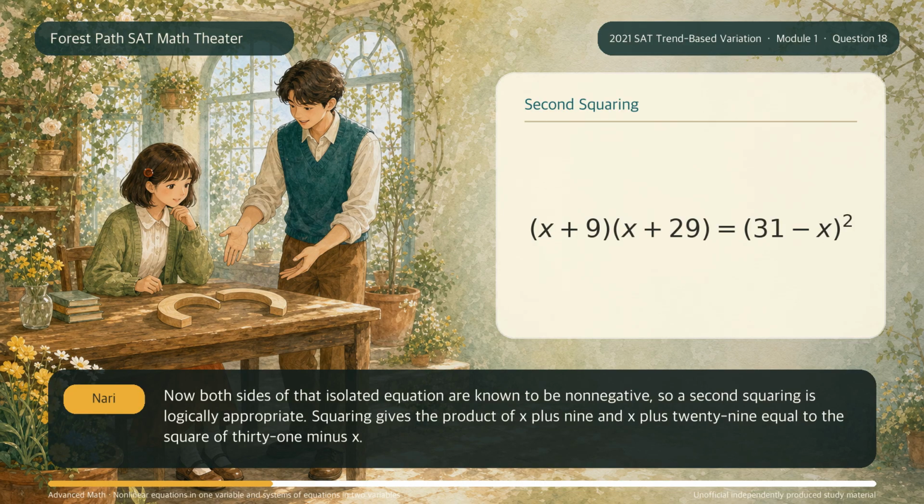Now both sides of that isolated equation are known to be non-negative, so a second squaring is logically appropriate. Squaring gives the product of x plus 9 and x plus 29 equal to the square of 31 minus x.